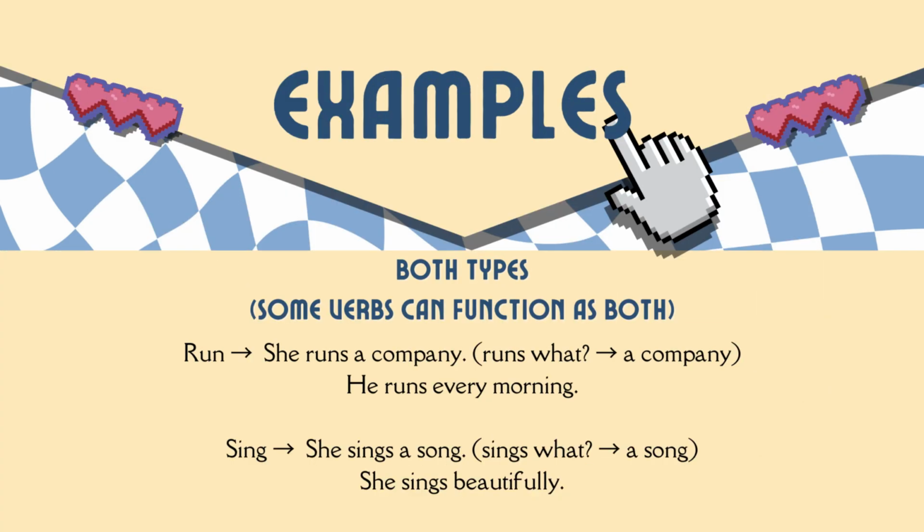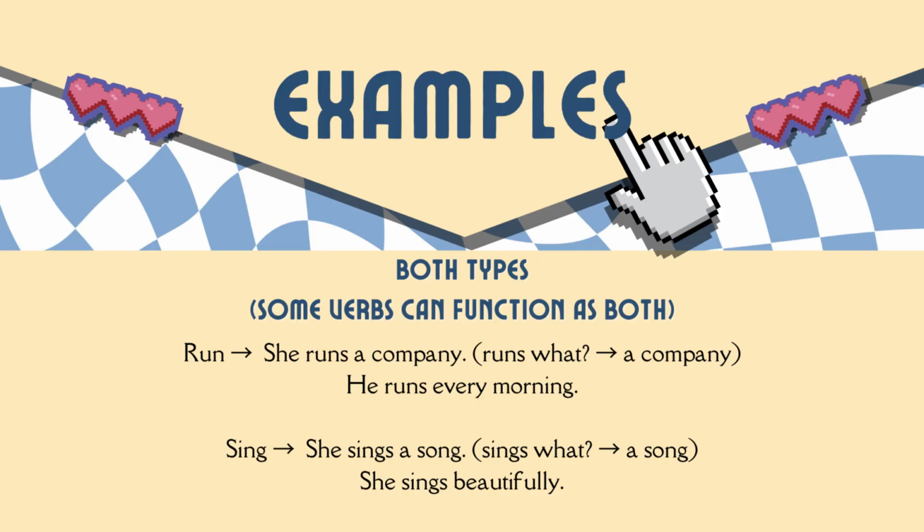Next, an interesting thing about verbs is that some verbs can function as both intransitive and transitive verbs. For example, the word run. She runs a company. So, in this sentence, there's an object, which is company. So, what does she run? She runs a company. Whereas, another way to use it is he runs every morning, where the verb is runs, and it doesn't require an object to complete the sentence.